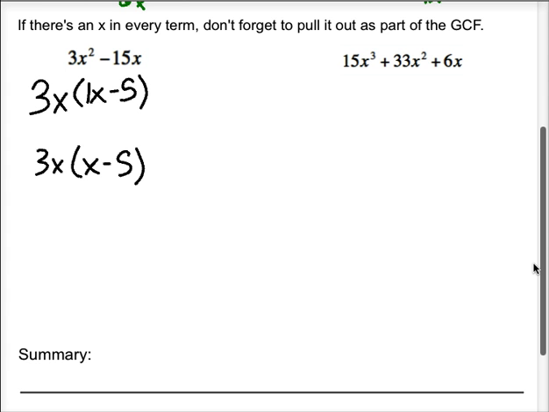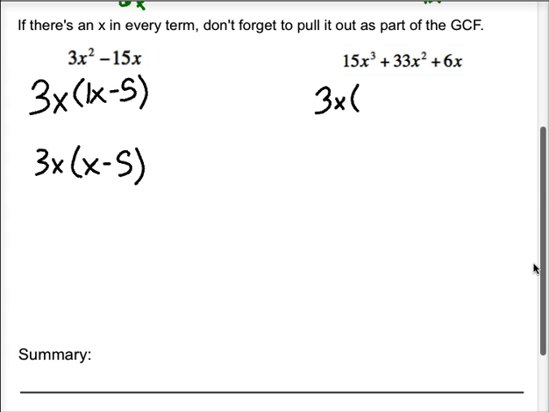So let's look at a more interesting case. On this next one, 15x cubed plus 33x squared plus 6x. Well, let's take a look. So what divides 15, 33, and 6? Well, 3 divides each of those numbers. So the first thing is to see, is there any number that divides everything that's there? And now notice every term has an x in it. So I'm also going to take out an x.